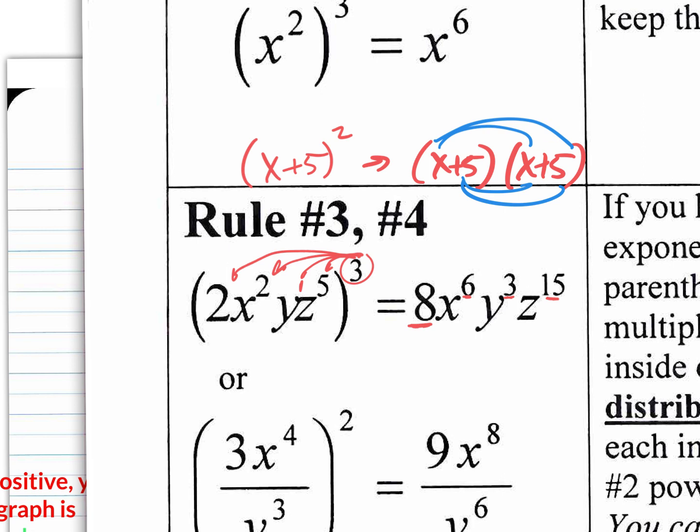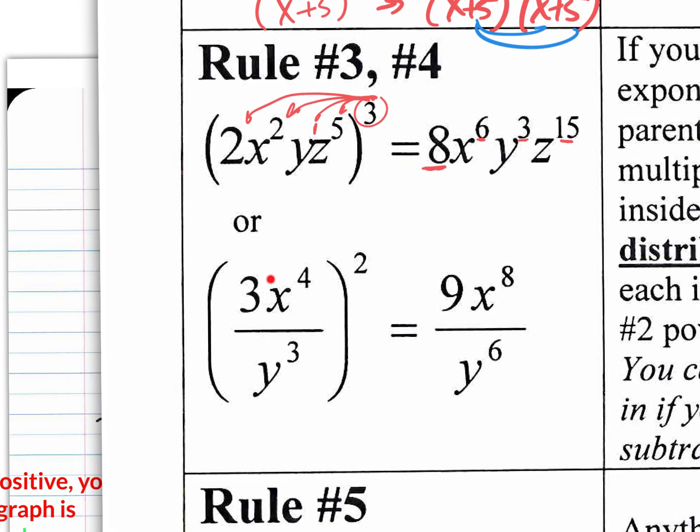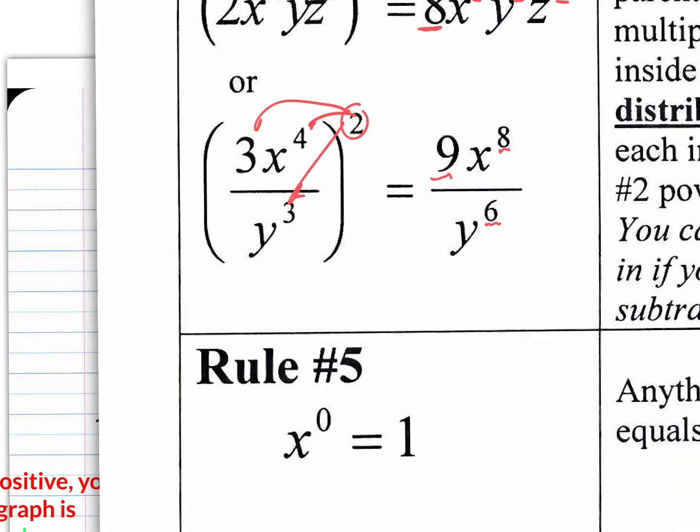So we're not distributing; we are distributing the exponent into a monomial. Now, it could also be a fraction, as long as there's no plus or minuses separating terms. You still distribute it to every single term. Right here, you put the power on the 3, that's 3 squared, that's how you get 9. Put the power right there on the 4, 4 times 2 is 8, that's how you get 8 right there. Put the 2 on the 3 right there, 2 times 3 is 6. We understand that, right? Understand that rule? Okay, so now let's move on to the next rule.